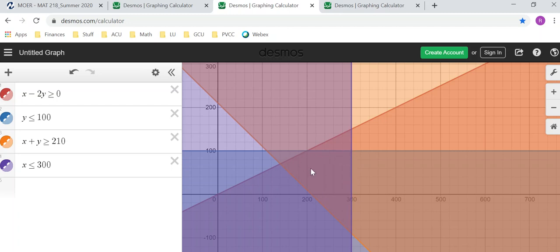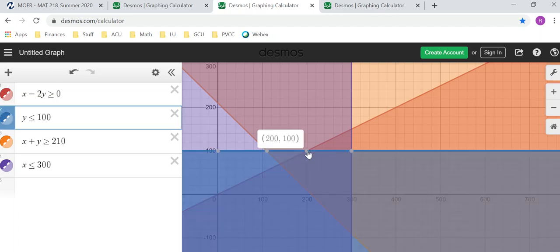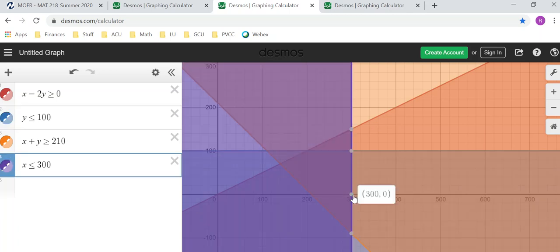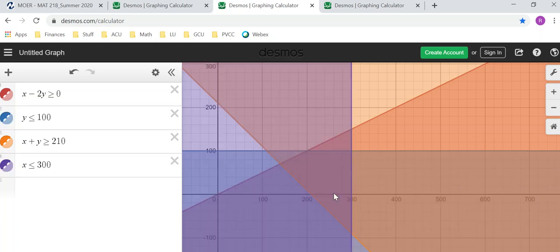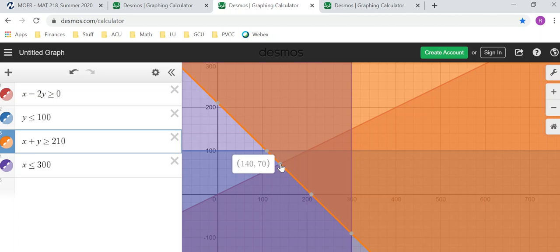The next step is to find our corner points. So click on any one of the lines. So we have a corner point 200, 100, 300, 100. Now notice that 300, 100 is also a corner point created from the artificial boundary. It's not the real boundary. And then we have 300, 0, and then we have 210, 0, and 140, 70.